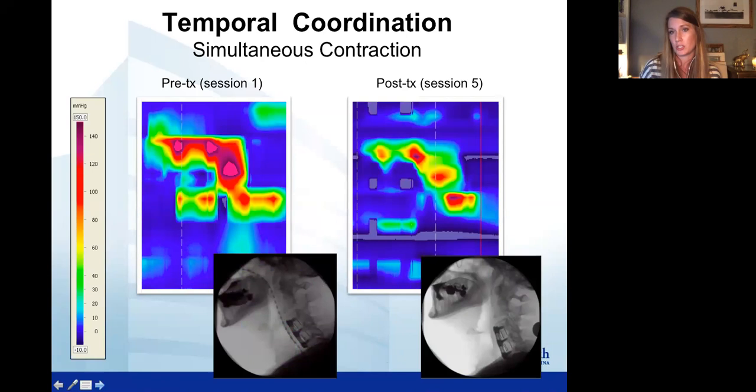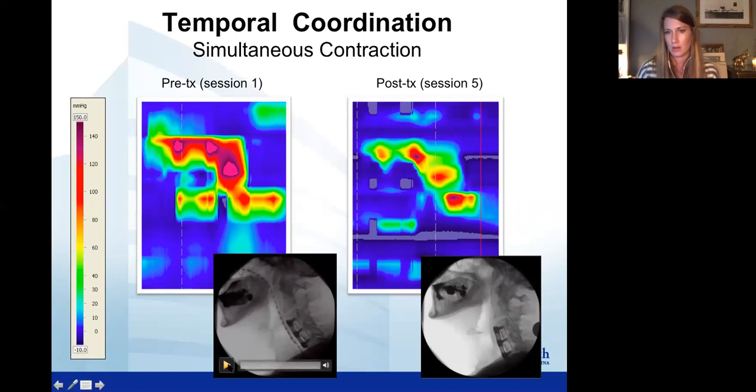Another application for manometry in biofeedback is looking at temporal coordination. So we're not just looking at strength, and we're not just looking at the strength of the pressures. We also want to look at the timing of those pressures. So if you look at this patient, session 1, over here on the left, you see these really hot, warm colors, and high pressures aren't always great for swallowing. So this patient is essentially simultaneously contracting.